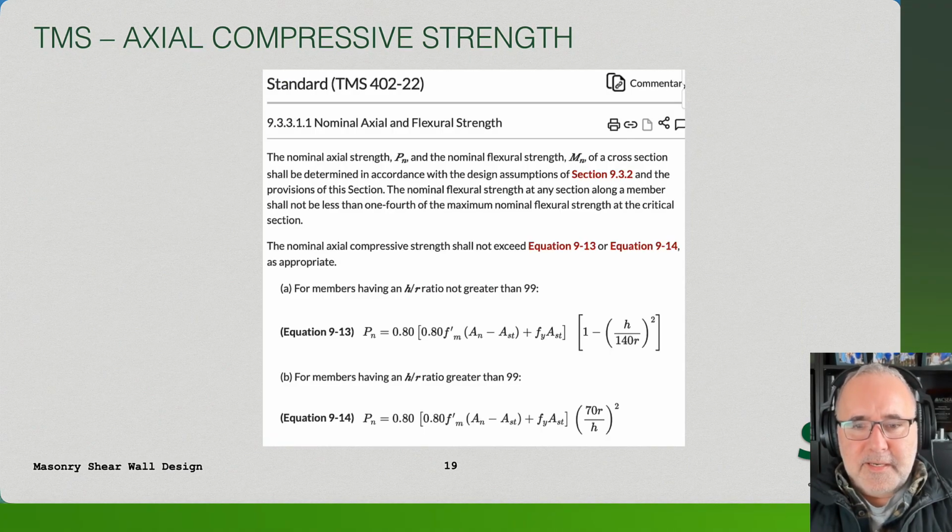Within the code, again, we're not going to get too deep into this. We have the different capacity equations that come directly from the code for the overall axial and flexural strength. So the different equations that you can see here directly from the TMS code give us strengths for different h over r, or slenderness ratios. You have different equations that you're going to choose: for something that's very thin and tall, it would be equation 9-14, or something a little bit more stout would be equation 9-13.